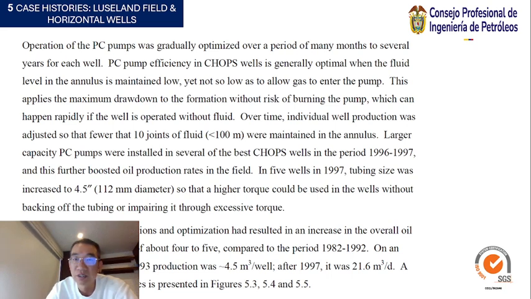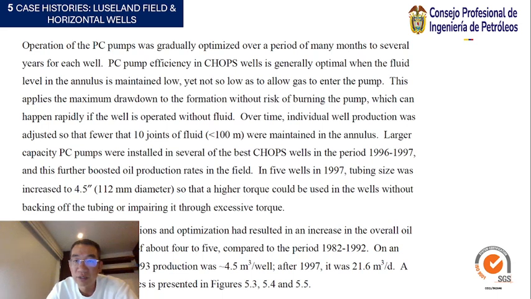Over time, individual well production was adjusted so that fewer than 10 joints of fluid, less than 100 meters, were maintained in the annulus. Larger capacity PC pumps were installed in several of the best CHOPS wells in the period 1996 to 1997, and this further boosted oil production rates in the field.